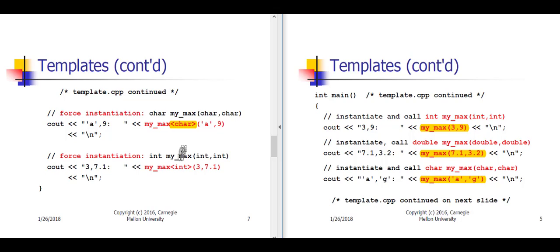Similarly down here, I'm specifying int in angle brackets to force an instantiation of mymax taking two ints and returning an int. In this case, the double 7.1 is going to have its fraction chopped off, and what I will get back is the max of the ints 3 and 7. So I'm going to get an int 7 back as a result of this function call.